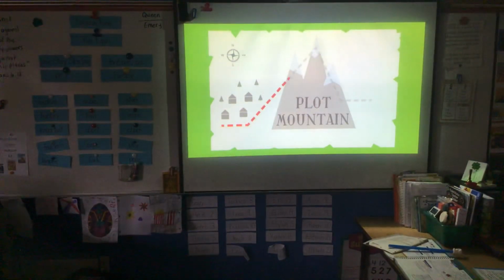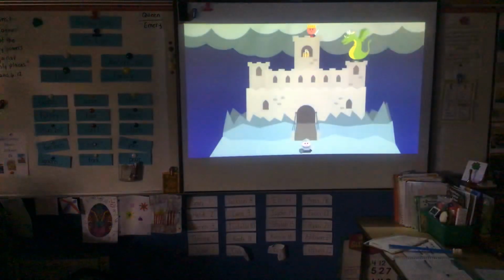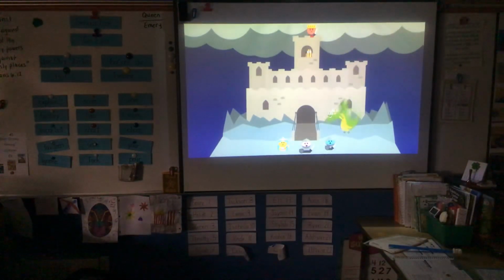Keep going up Plot Mountain until you reach the top. We call this the climax, and here you cannot stop. You must face the biggest problem that leads to a turning point. Here the story is the most intense, with emotions, drama, and suspense. But action like this cannot stay. The story must change and go a different way on the top of Plot Mountain.